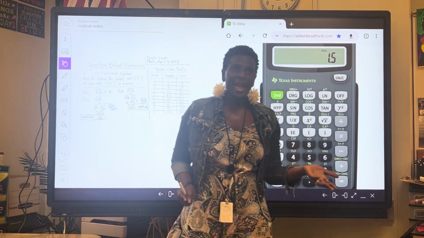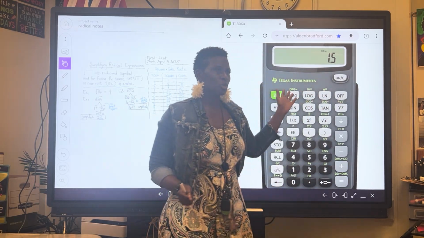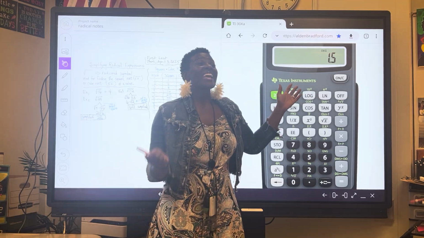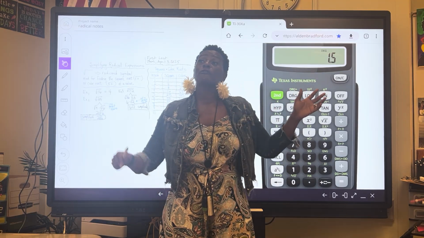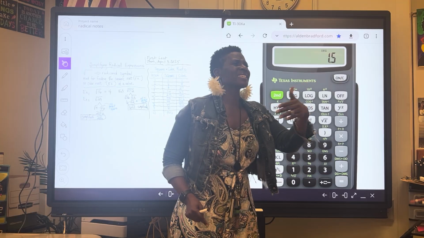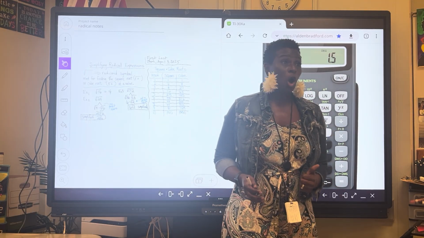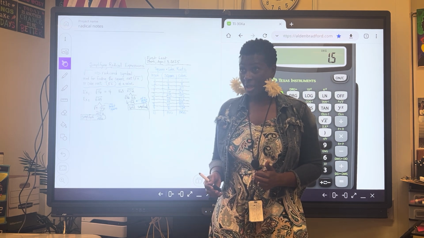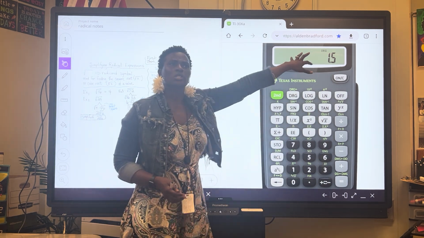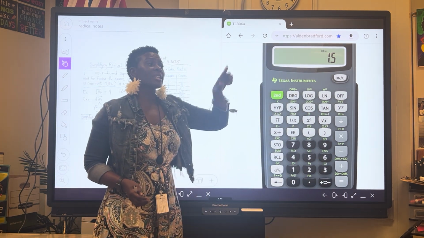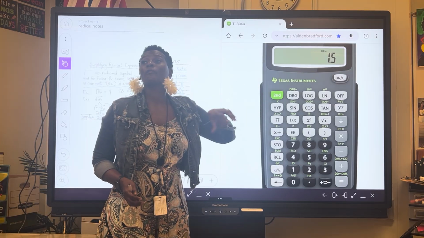2.25 has a square root. What's the square root of 2.25? 1.5. Is 2.25 a perfect square? No. Why is it not a perfect square? Because the square root is not a what? Whole number. Are you guys following me? All right. So we can find square roots of numbers, but what we're focusing on are perfect squares. Okay.